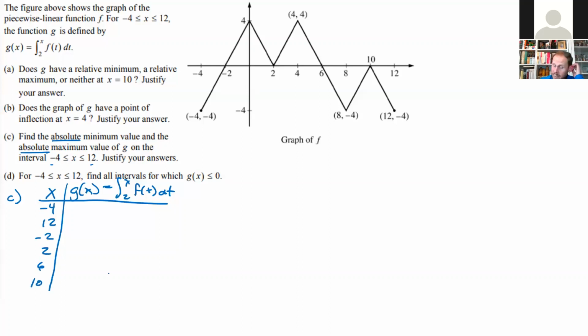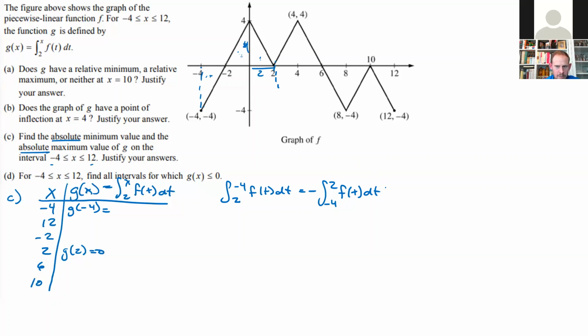Boy, that's a lot of candidates. All right, so let's just start trying some. There's probably some that we could eliminate right away, like probably 2. G of 2 is just going to be 0 because we're going from 2 to 2. G of -4 is the integral from 2 to -4 of f of t dt, which is negative. We want to turn it around, so it'd be the integral from -4 to 2 of f of t dt. Now going from -4 to 2, this area is negative, this area is positive, it's the same shape, so those will cancel out. And then we've got this guy here, which is 1/2 times 2 times 4, which is 4.